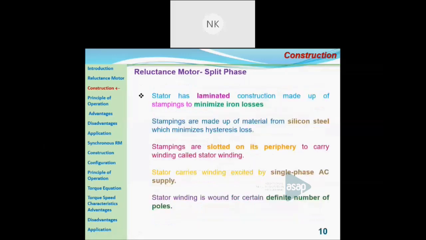Then the stator has a laminated construction and is made up of stampings to minimize the iron losses, mainly eddy current losses. The stampings are made of silicon steel to minimize the hysteresis loss. It is slotted on its periphery to carry the windings, called the stator winding. The stator carries a winding excited by a single phase AC supply.